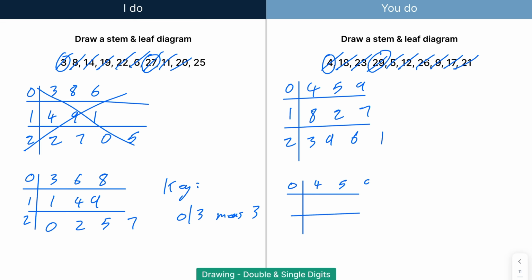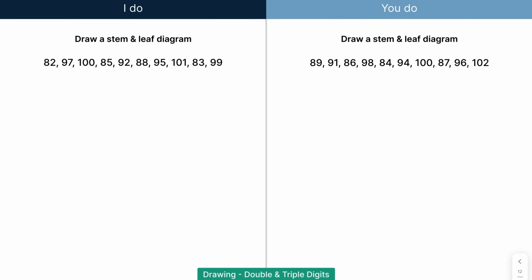4, 5, 9, 1, 2, 7, 8. And then we have 1, 3, 6, 9, and then we have the key. 1, 2 means 12. So here's some. No, there's no practice. Actually, we're moving on. Double and triple digits now.